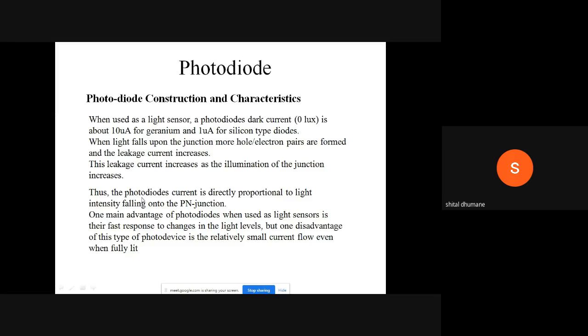So when light falls upon your junction, more electron-hole pairs will be formed and leakage current increases. Because of that increasing leakage current, the illumination of the junction increases. Thus, photodiode current is directly proportional to the light intensity falling on the PN junction.